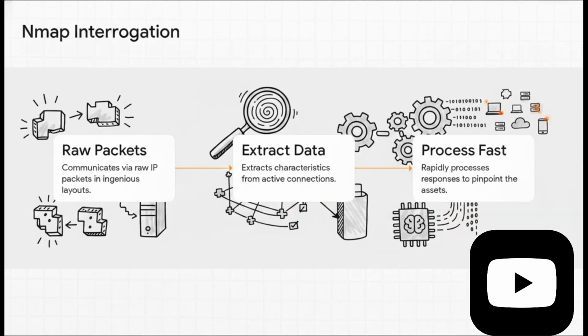The real genius here is that Nmap takes a completely frictionless approach. Instead of relying on clunky agents that you have to manually install on every single machine in a network, it communicates directly. It crafts highly ingenious raw IP packets, sends them out into the digital void, and listens closely. It extracts characteristics by reading the digital echoes that bounce back from anything operating on an active connection. By rapidly processing those varied responses, it can pinpoint exactly what's sitting on the other end of the line. It's a highly methodical, almost mathematical form of echolocation for your network.